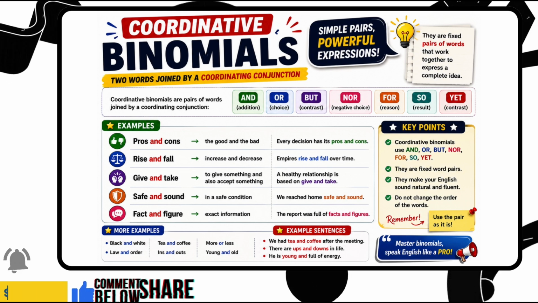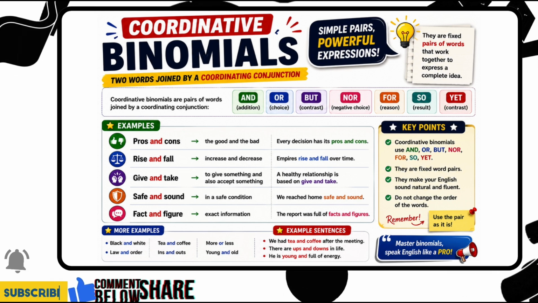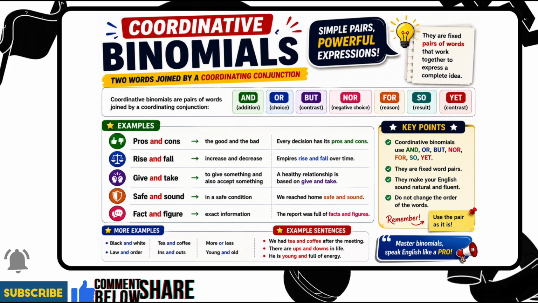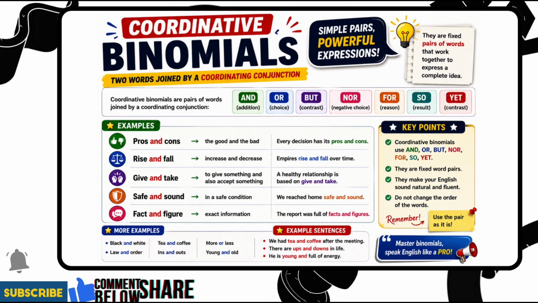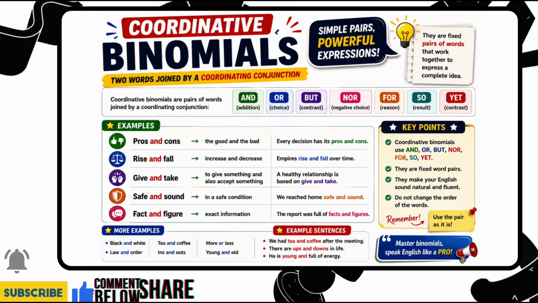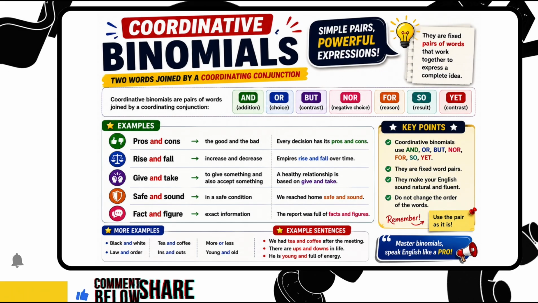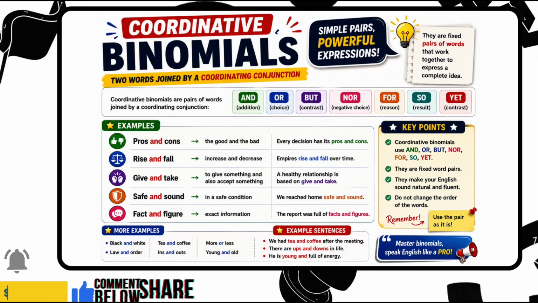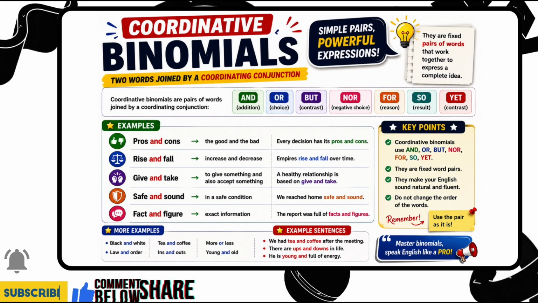Key points of coordinative binomials. Coordinative binomials use and, or, but, nor, for, so, yet. They are fixed word pairs. They make your English sound natural and fluent. Don't change the order of the words.